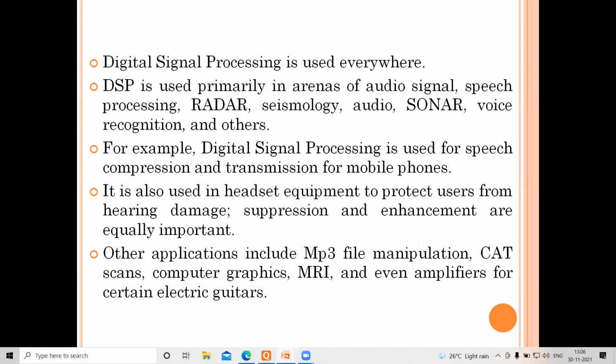Then your other applications would require MP3 file manipulations and audio signals, where these days a lot of mixing takes place. Old songs are mixed with new songs, or the audio of somebody is mixed with the audio of somebody else. Therefore, your manipulations are plenty.